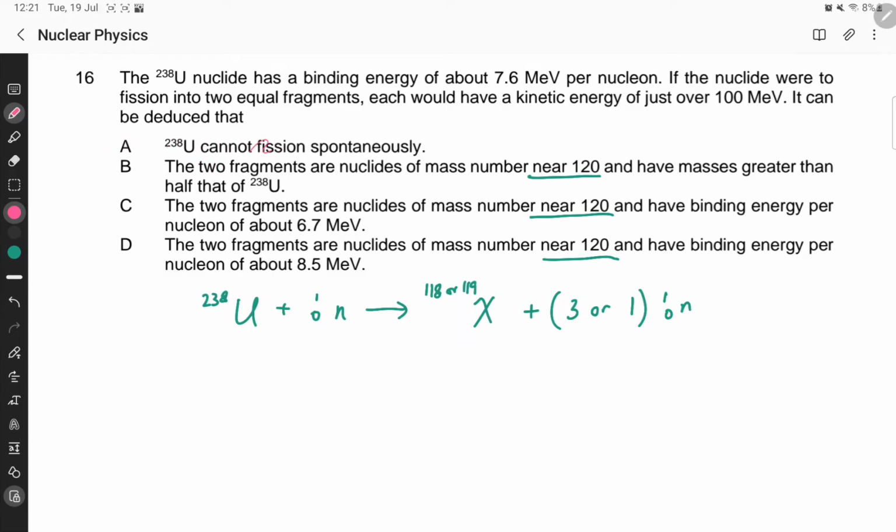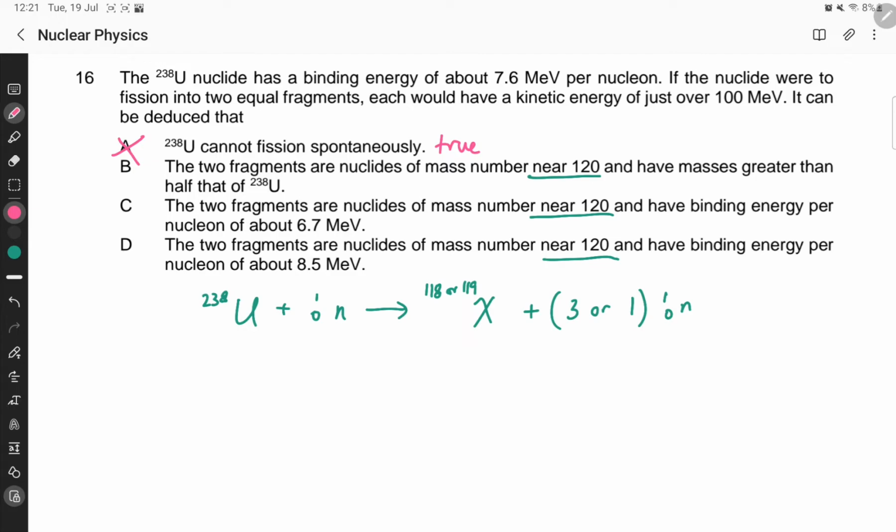Statement A: 238 cannot fission spontaneously. This statement is actually true, because we need a neutron to trigger this fission. The fission process is never a spontaneous one. However, it cannot be deduced from the information. So while it is true, it cannot be deduced. So A is not the answer.